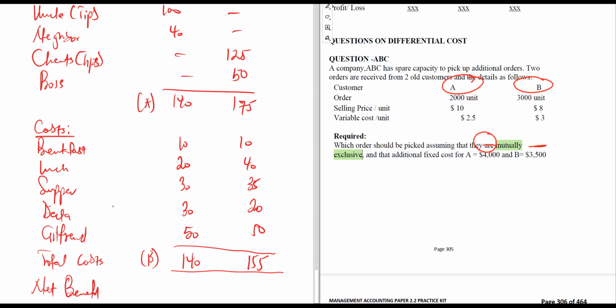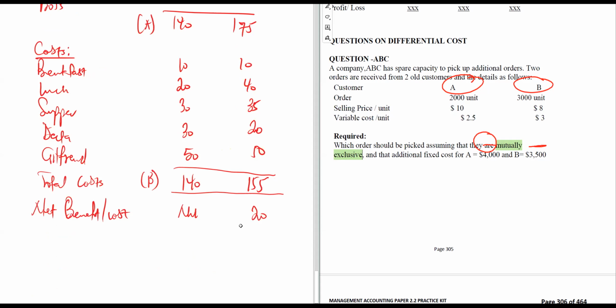Next, benefits or costs. This one is nil, right? And how about this one? 20. So you see, this one is still giving us the net benefit, right? So it's better to go to work than to stay at home.